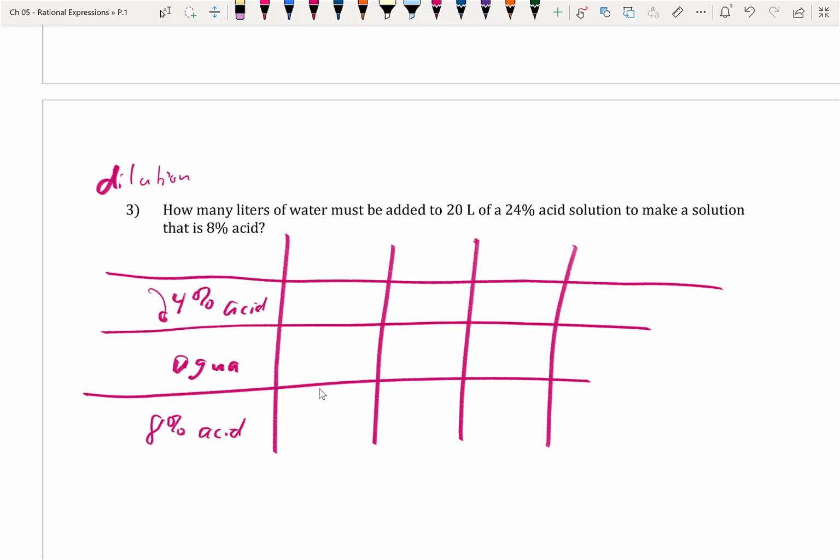Okay, here we go. We're going to do kind of a rate-time-distance thing here, but our rate is not a rate, it's a percent. Percent acid is acting as a rate. A percent is the amount of acid over the amount of solution, so it does act as a rate. Time is not a time; this is the amount of solution.